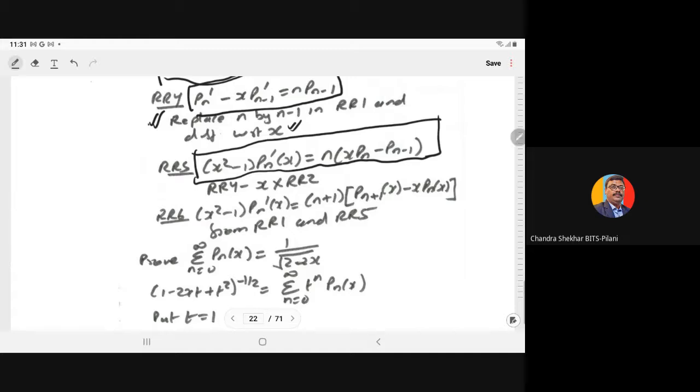What is recurrence relation 6? Recurrence relation 6 is (x² − 1)Pn'(x) = n[x Pn(x) − P(n−1)(x)].